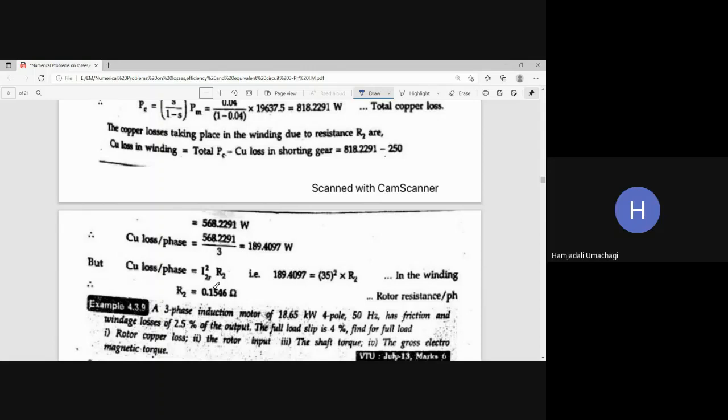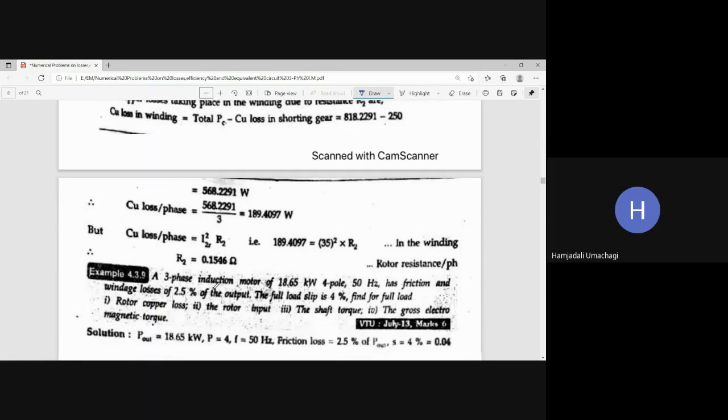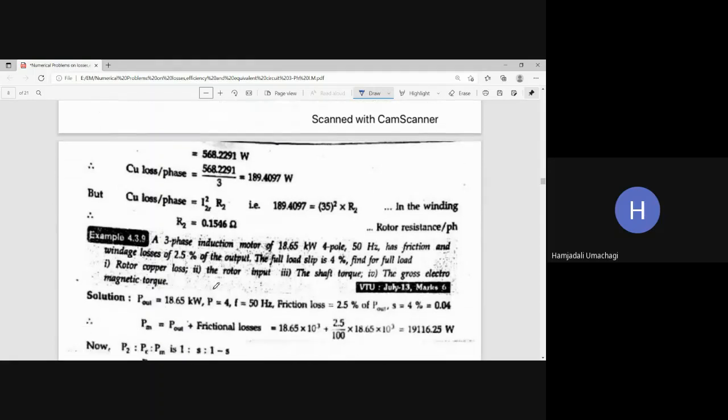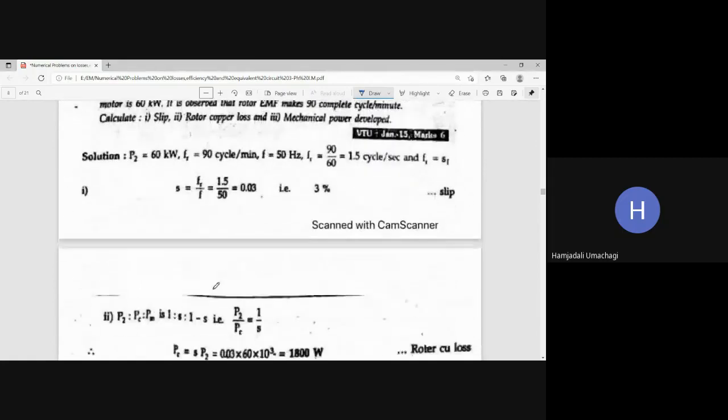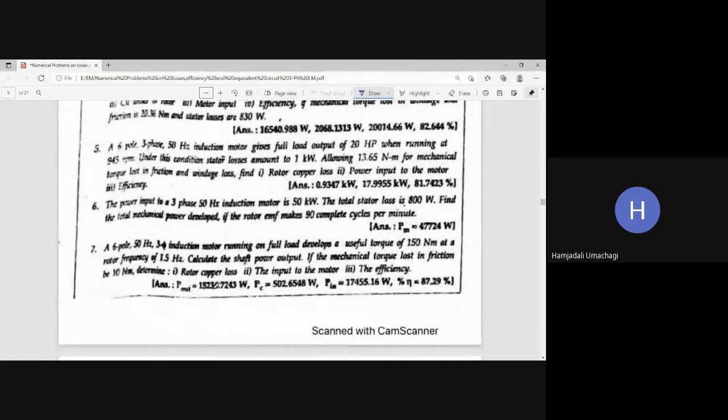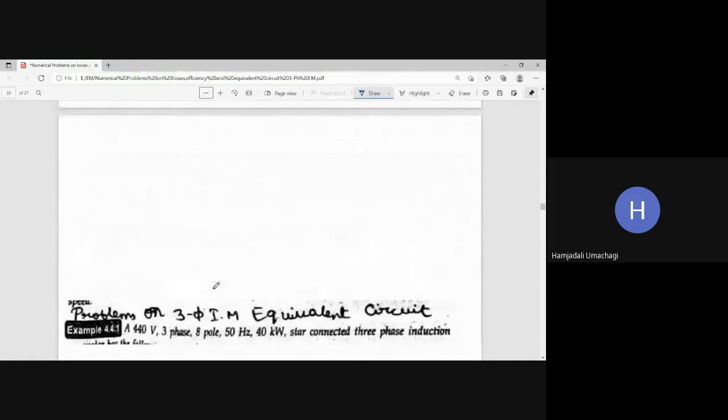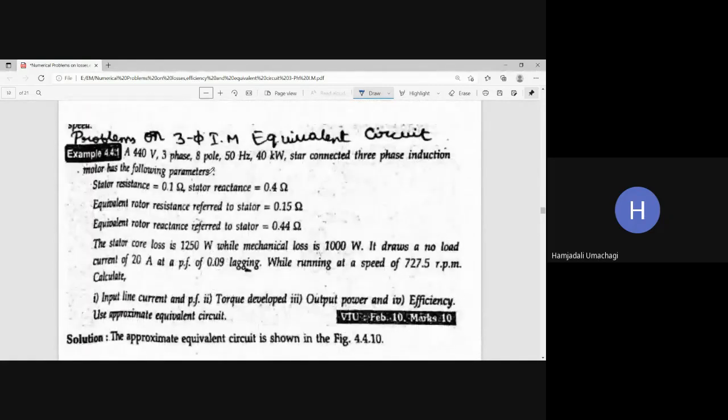You can solve many other problems based on this, where I will be posting the related material, and you can check that material and practice the problems so that you will become perfect. Now we will move to the problems based on the equivalent circuit of a three-phase induction motor. Problems on three-phase induction motor equivalent circuit.